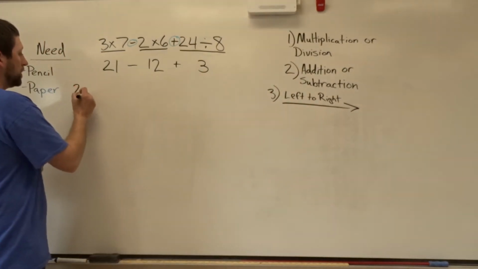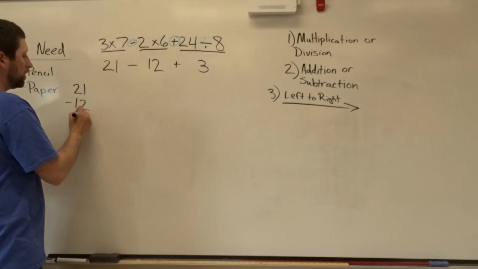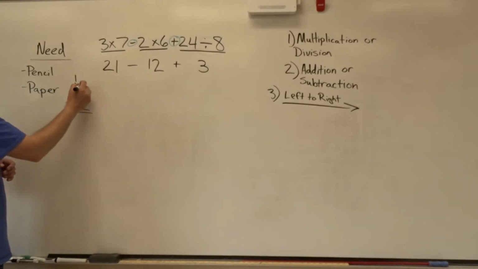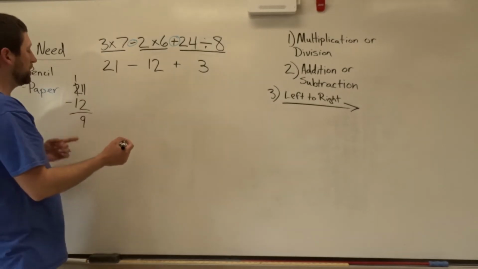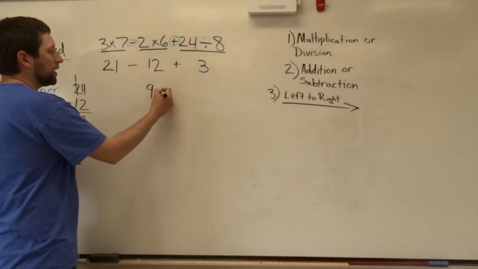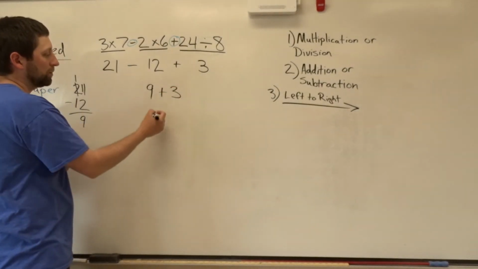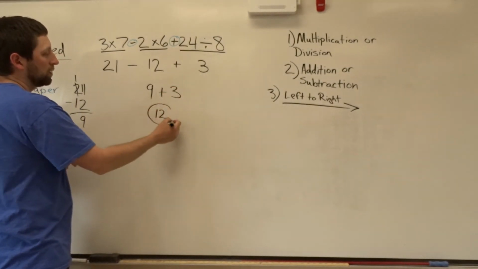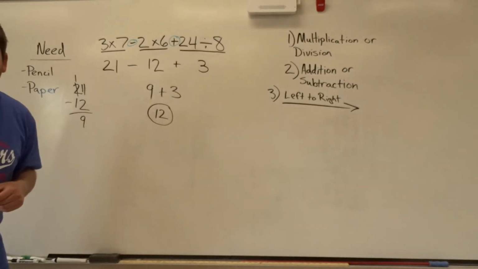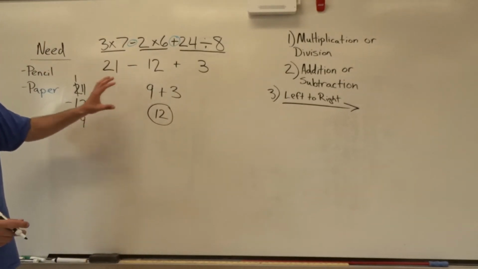Okay, so maybe you want to do this, 21 minus 12, on the side. 1 minus 2, we can't do that, so we've got to borrow. 11 minus 2 is 9, and 1 minus 1 is 0. So that leaves me with 9, and then I'm left with 9 plus 3, and 9 plus 3 is 12. There is my answer. Now as you get into 4th, 5th, and 6th grade, you'll be doing a lot of problems like this.